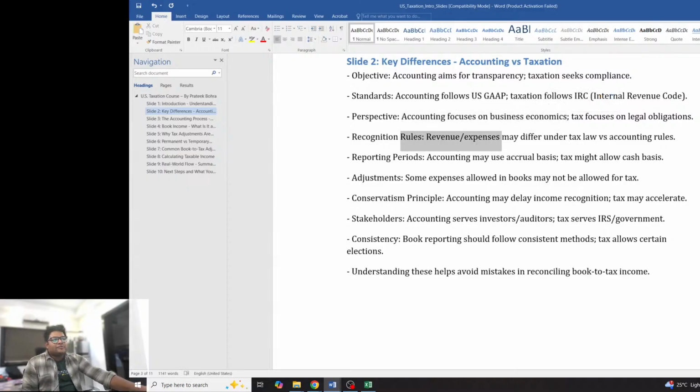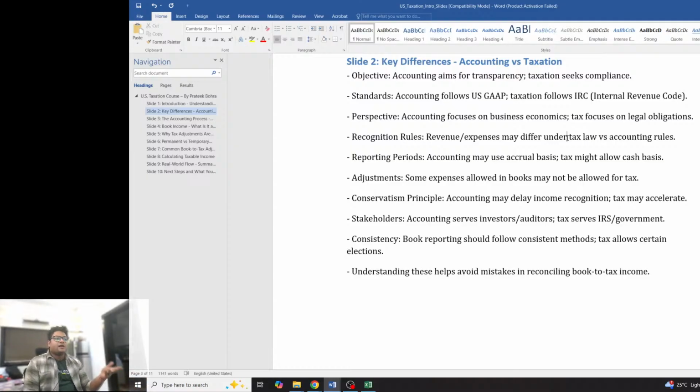Now, revenue and expenses may differ under law versus accounting rules. For example, there may be expenses such as meals. Let's take meals as an example. At the book level, whatever amount you paid in order to conduct business, including meals, is 100% allowed. But when it comes to tax, one of the common tax adjustments you're always going to find is that meals are only 50% allowed. The other 50%, as per the IRS rules, is disallowed. That's one of the adjustments.